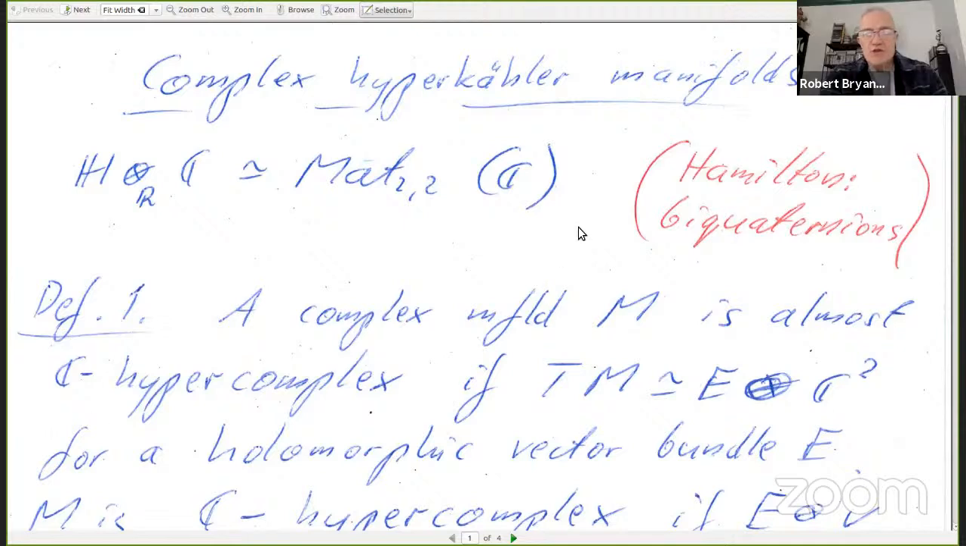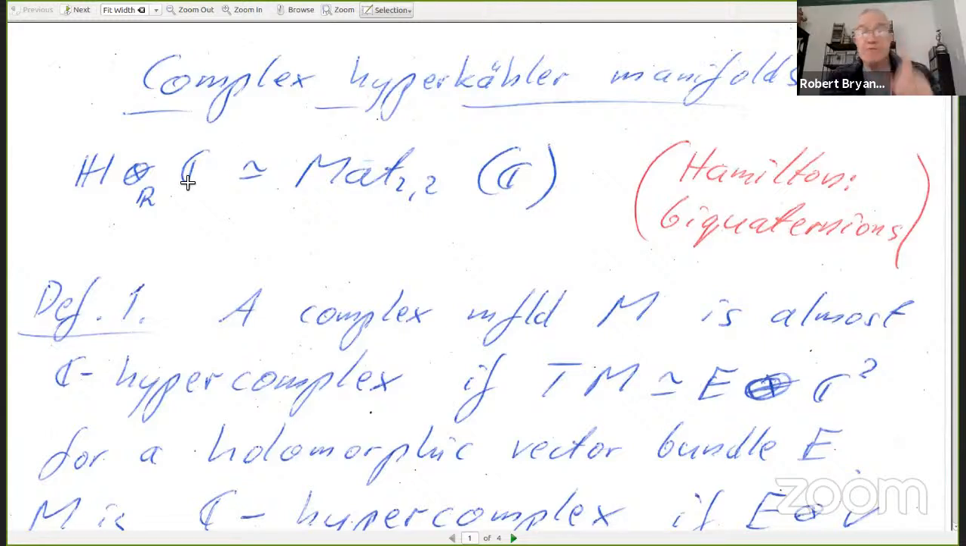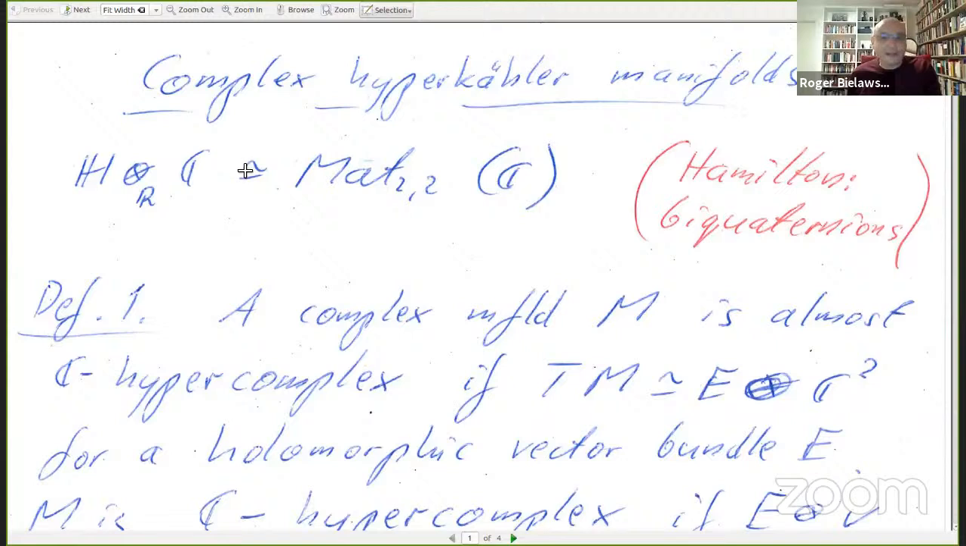So for those of you who are just joining us, Roger Bielavsky is going to be giving us an introduction to complex hyperKähler manifolds. I don't see whether you see what I see. We see your screen. Do you see just one file or all the files? I see one page. One page, excellent.